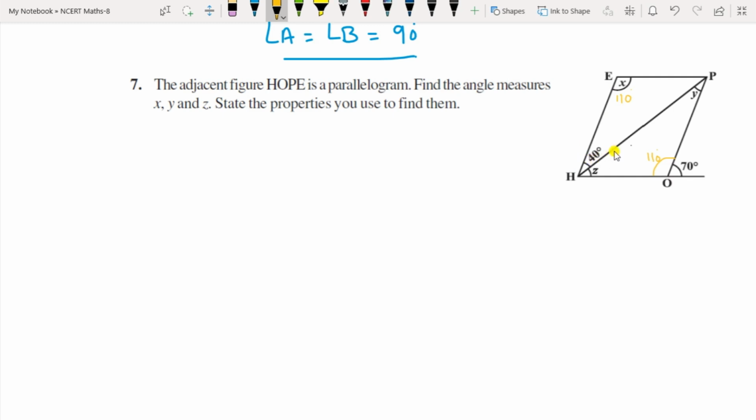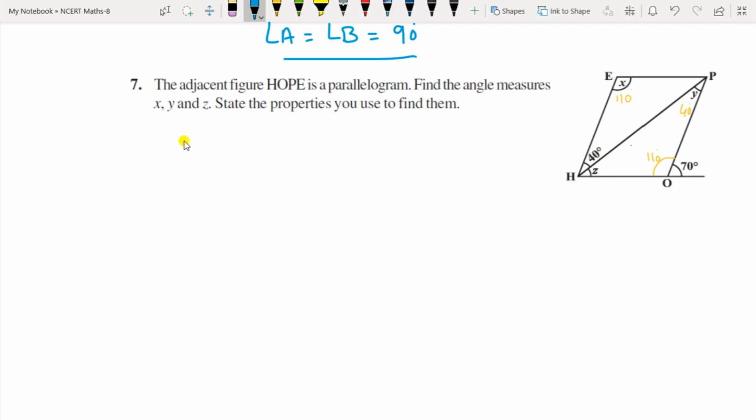So this is 40, so this is also 40 here. Now add these two and the total to Z, this is a triangle. So you will get 150, and 180 minus 150 will be equal to 30, the answer. Okay, let us start.